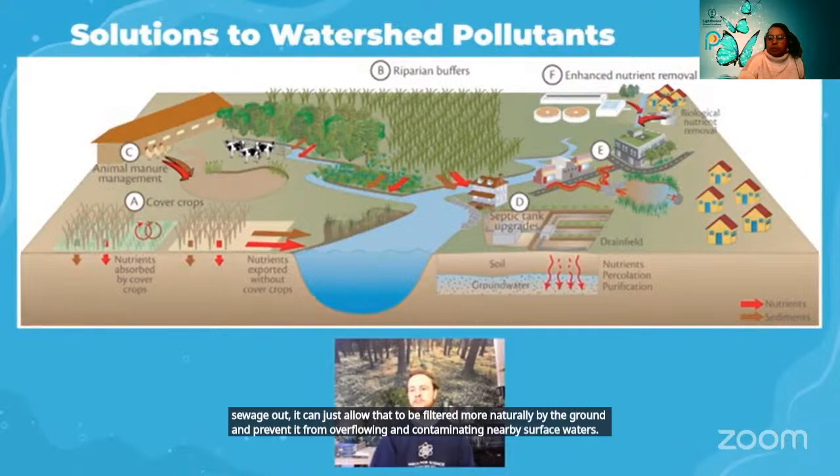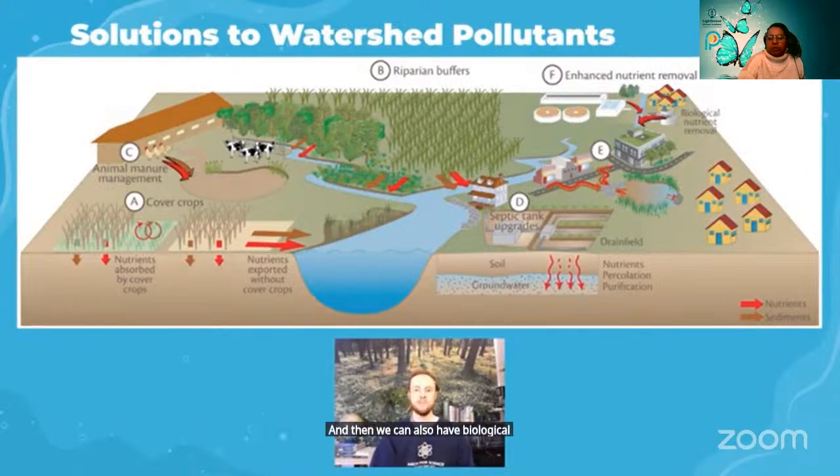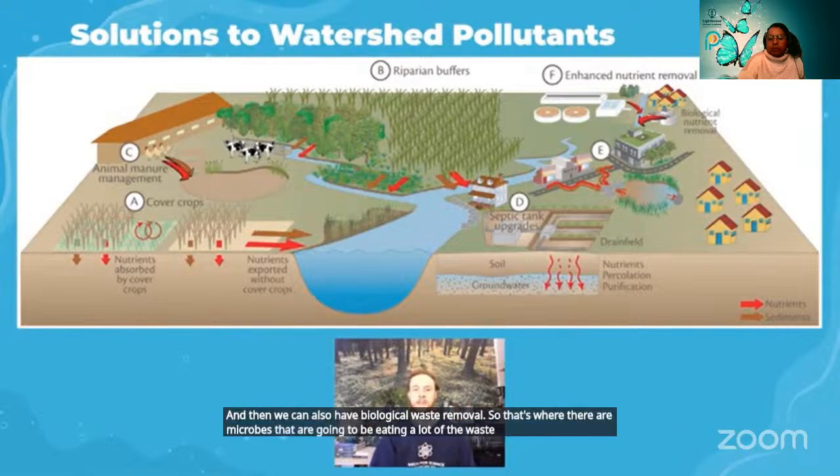And then we can also have biological waste removal. So that's where there are microbes that are going to be eating a lot of the waste and trying to utilize a lot of those nutrients to prevent those from being released into the river. And so just a ton of different options for trying to reduce nutrient and sediment inputs into bodies of water.